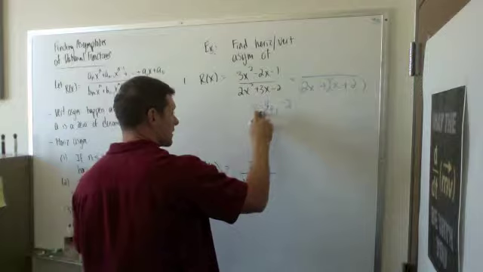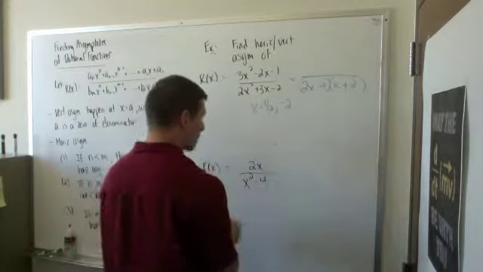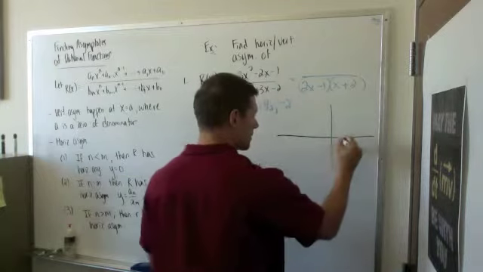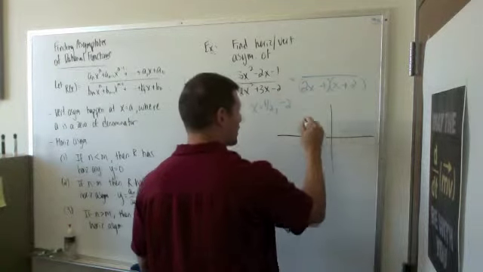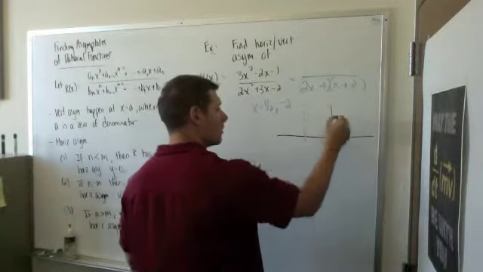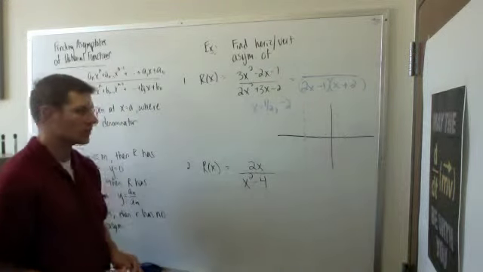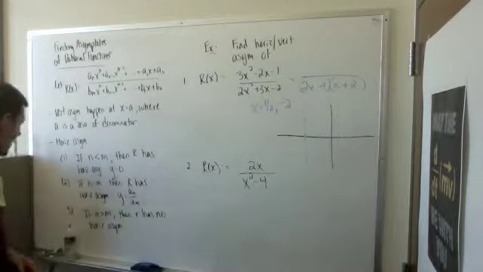So these are my vertical asymptotes. If I'm graphing this thing, my vertical asymptotes happen at negative 2 and 1/2. Super easy, right? Super easy. Okay, got my vertical asymptotes.